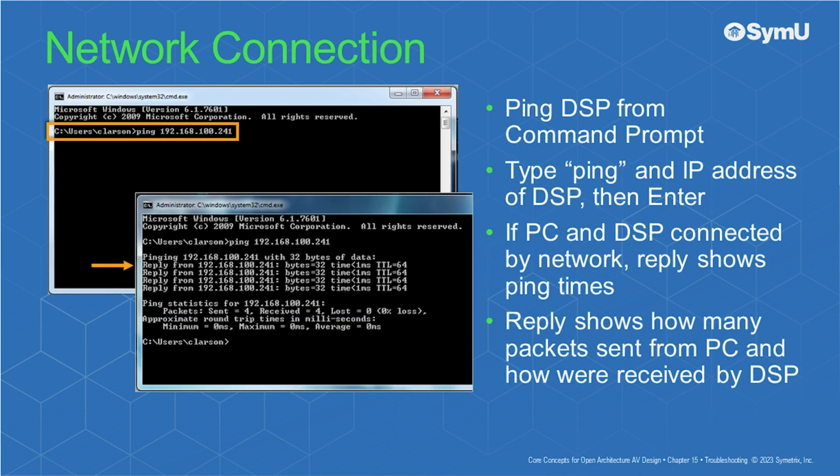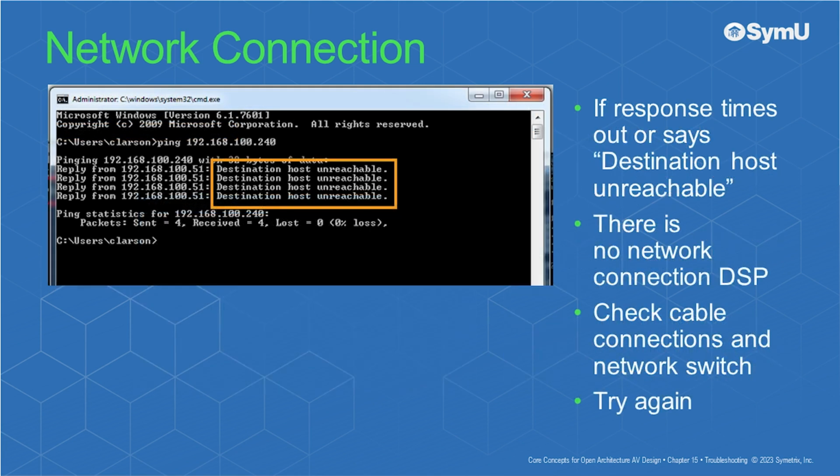To ping the DSP from Command Prompt, type ping and the IP address of the DSP, then press Enter. If there is a network connection between the PC and the DSP, a reply will be received showing ping times. The reply will also show how many packets were sent from the PC and how many packets were received by the DSP. If the response times out or says, "Destination host unreachable," there is no network connection with the DSP. Check cable connections and network switch settings and try again.